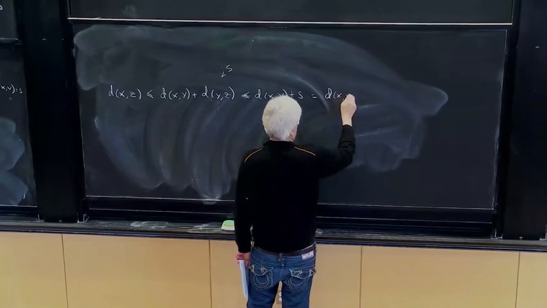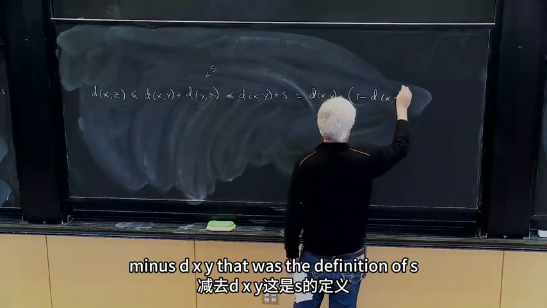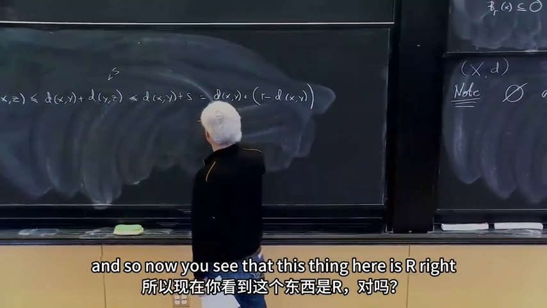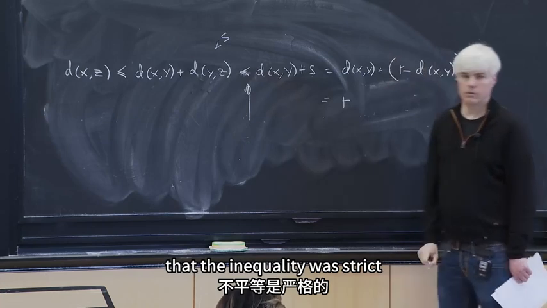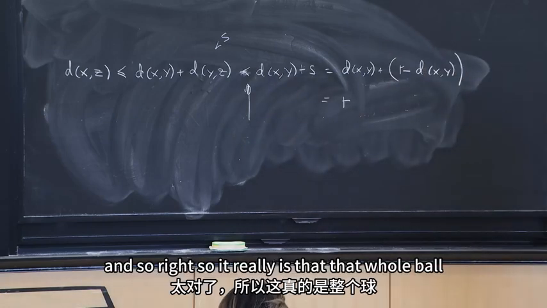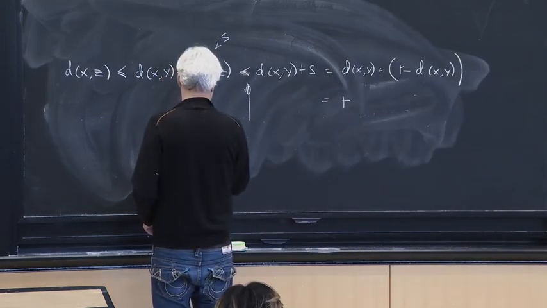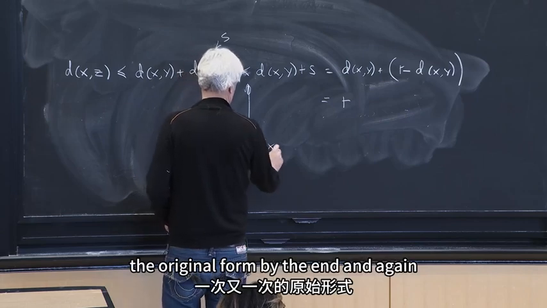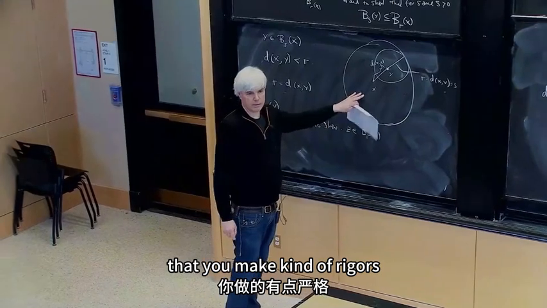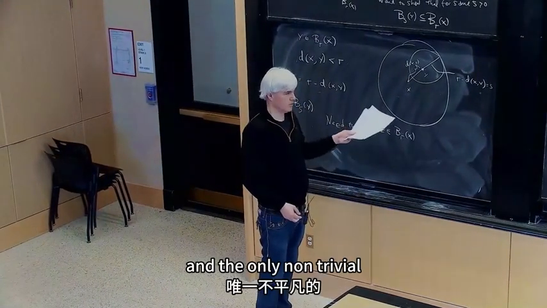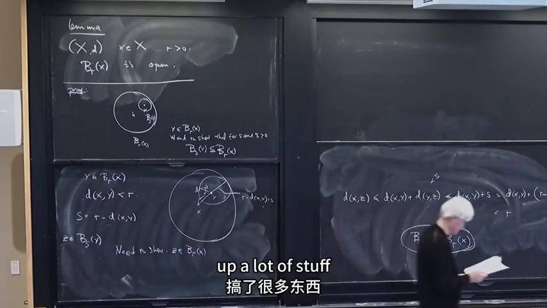Now you fill in what S is. S was equal to R minus d(x,y). That was the definition of S. And so now you see that this thing is R, because those two things cancel out. And this guarantees that the inequality was strict. So we conclude that this whole ball was contained in the original ball, right? And again, the proof was just from this picture, made rigorous, and the only non-trivial thing at the moment that we really have in a metric space is the triangle inequality, because we haven't built up a lot of stuff.